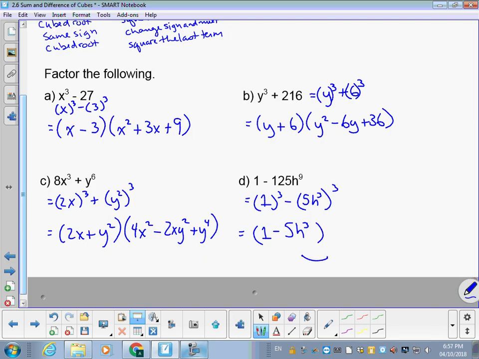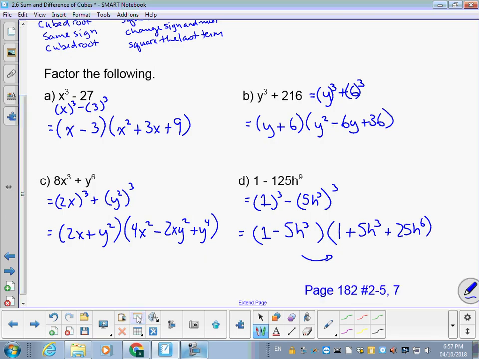Now I'm using that one to build my next one. Square the first term. Change the sign and multiply them together. Square the last term. Square all of it. So it's going to come out positive 25 h to the 6th. And if you were particularly bored, you could actually expand that. Every term in the first bracket multiplied by every term in the second bracket. Go through and collect like terms, and you'd find out it really does simplify to 1 minus 125 h to the 9th. So just a new factoring strategy. Have a chance to practice that on page 182. Remember the patterns and see how that goes.